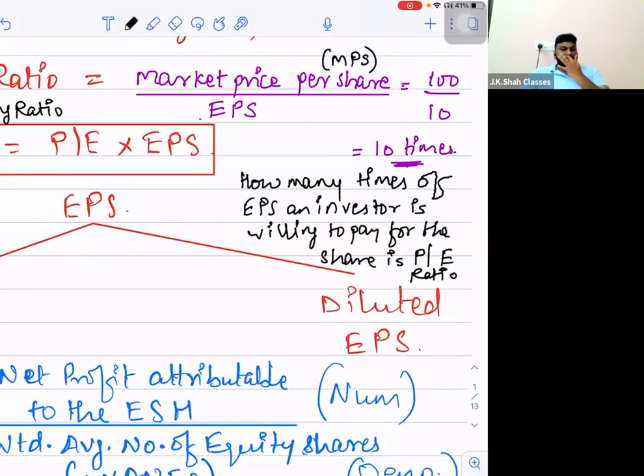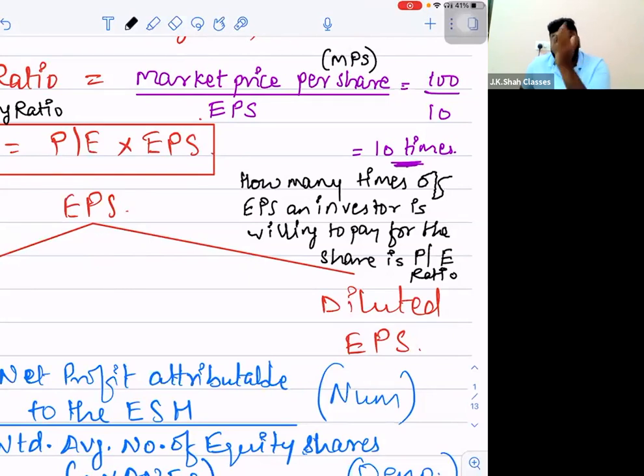So if the P/E ratio of a company is 80 times, an investor is willing to pay 80 times the EPS to buy that share. But sir, having such a high P/E ratio is never advisable. Never invest in a company with such a high P/E ratio: 100, 150, 180. Sir, always invest in a company with a P/E ratio of 15, 20, maximum 30 or 40.